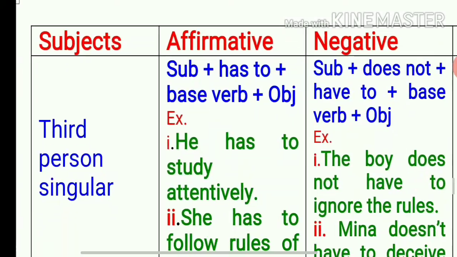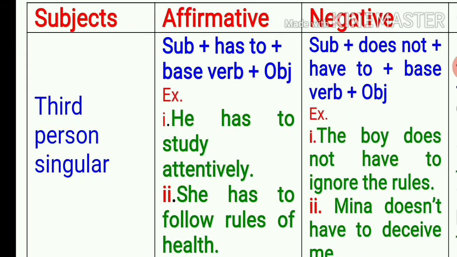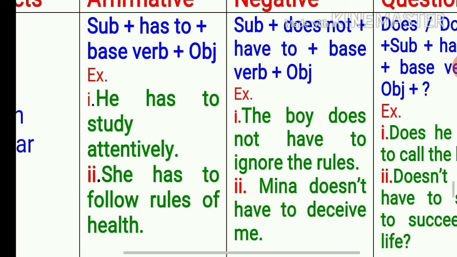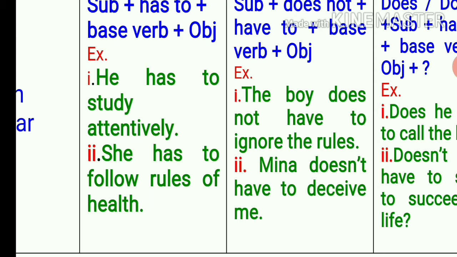Then when the subject is third person singular, in affirmative statements, the structure of have to, has to: subject plus has to plus base verb plus object. Examples. The first one, he has to study attentively. The second one, she has to follow the rules of health.